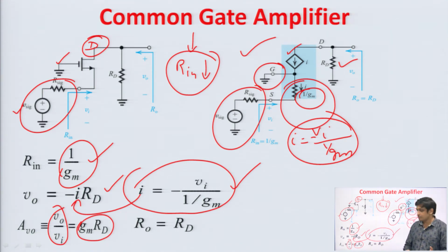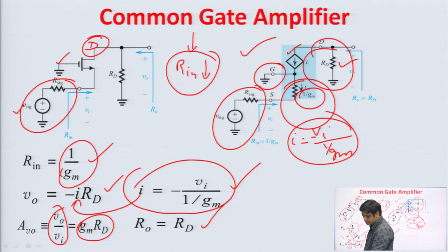Why in phase? Because the voltage gain is positive, but in case of common source amplifier, that is your inverting amplifier. Inverting amplifier means output is 180 degree out of phase with input, because in common source amplifier we are getting the negative gain. Do not be confused with the negative sign, it just represents the phase shift of 180 degree. And again R naught will be equal to R d. To calculate R naught, just remove the input signal source, and you can see very straightforwardly that your output resistance is R d.